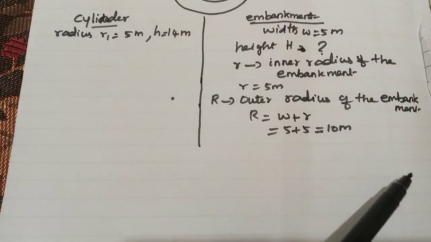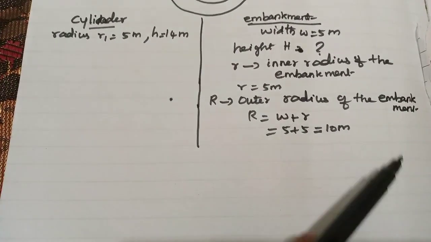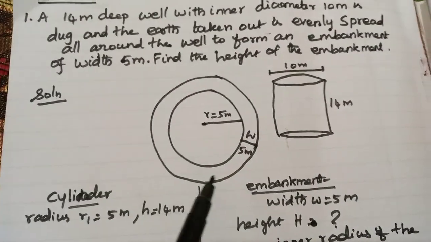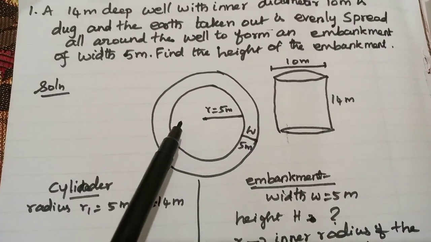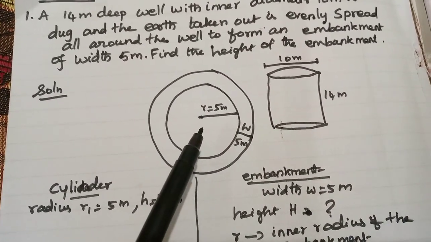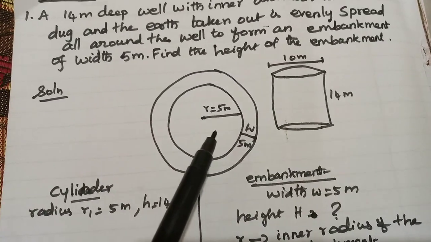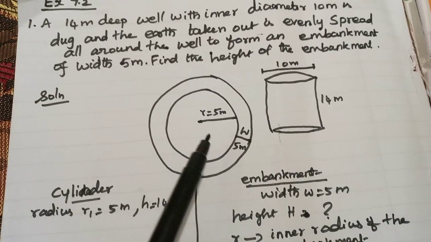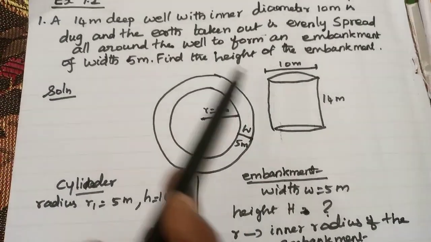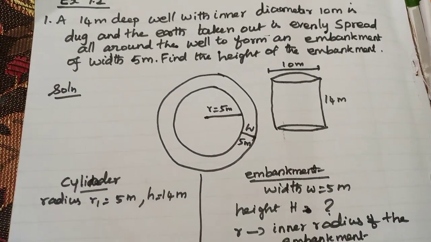Now what is the question? Find the height of the embankment. How much soil they have taken out, that same soil they made into the embankment. So volume of soil equals volume of embankment. Did you understand, students? From the well, how much earth they have taken out, that volume and the volume of this embankment will be equal.